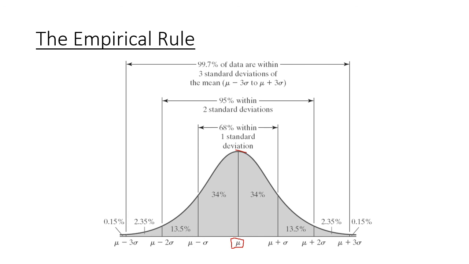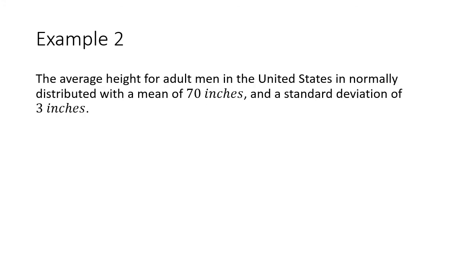And if we go out one standard deviation on both sides, one standard deviation to the left, one standard deviation out to the right, 68% of our data is going to lie there towards the center. If we go out one more standard deviation, to two standard deviations, we see that now we have 95% of the data. And if we go out one more, we're at 99.7% of the data.